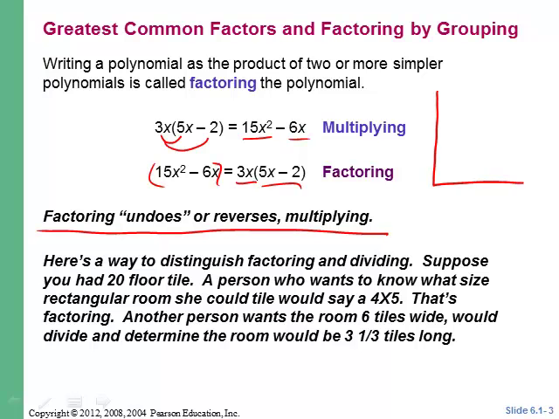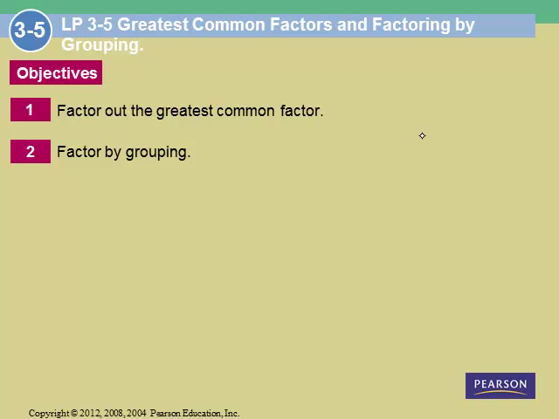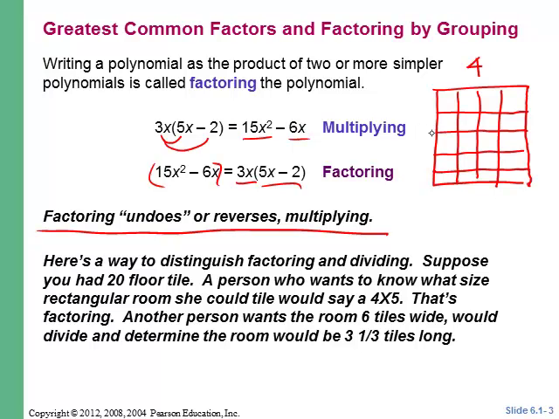Suppose you had 20 floor tiles. You could take your floor tiles and say, what kind of a rectangular room could I get with these 20 floor tiles? And you would find that you would have one that's 4 by 5, and that would be your room. That's factoring.